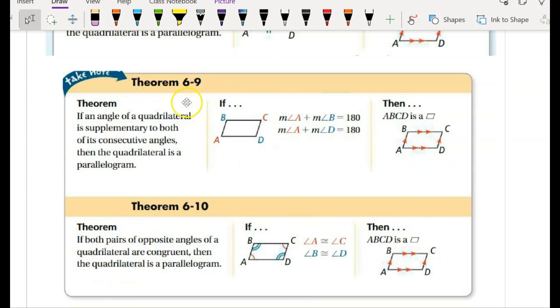Now let's take a look at 6.9. This theorem says if an angle of a quadrilateral is supplementary to both of its consecutive angles, then the quadrilateral is a parallelogram. Remember, in one of our previous lessons, we learned that consecutive angles are supplementary. So this is saying that if A is supplementary to B, and A is also supplementary to D, then we have a parallelogram. Then both opposite sides are parallel to each other.